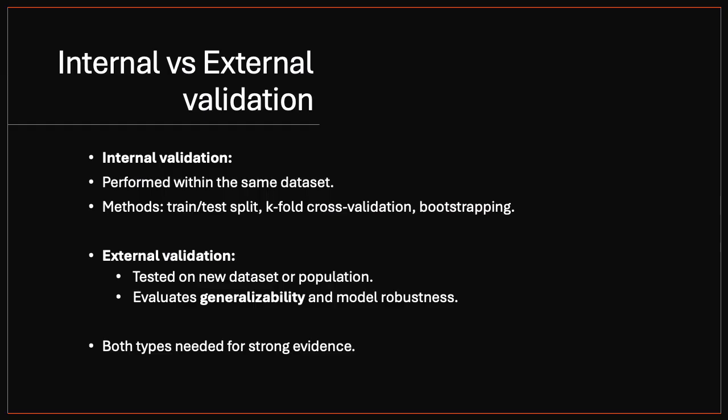Next, we're going to have internal versus external validation, and these are validation practices that check how reliable our model truly is. Internal validation tests whether the model replicates within the same data set using methods like cross-validation or bootstrapping, while external validation applies it to a new data set to see if it generalizes beyond the original data. A good model performs consistently across both, and both types are going to be needed in order to have strong evidence.